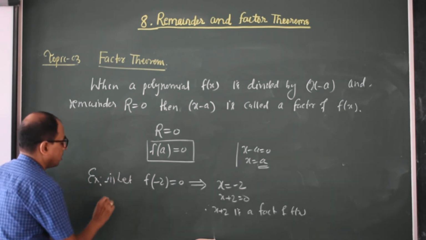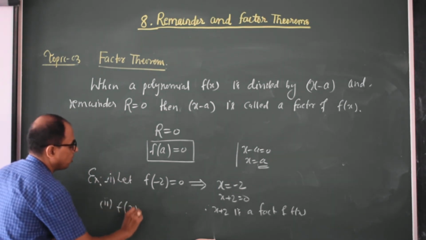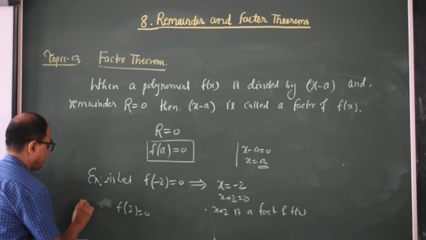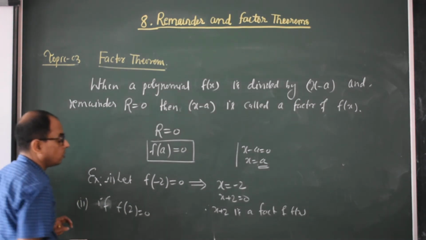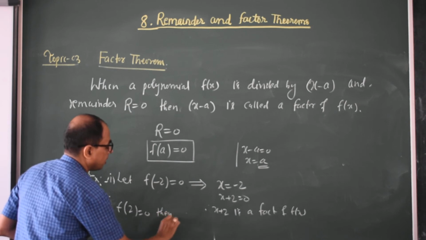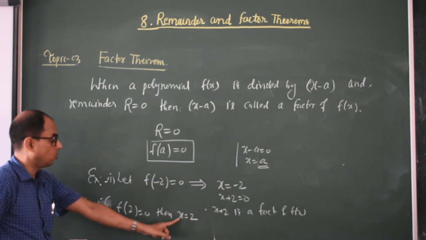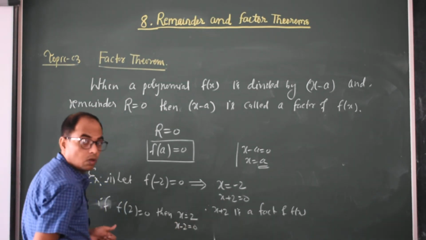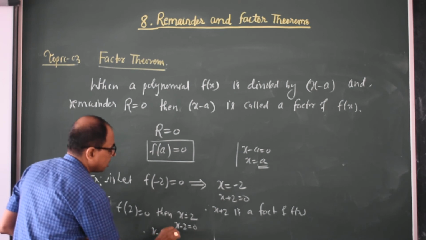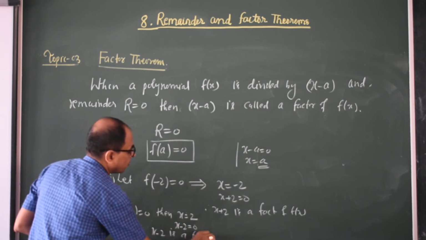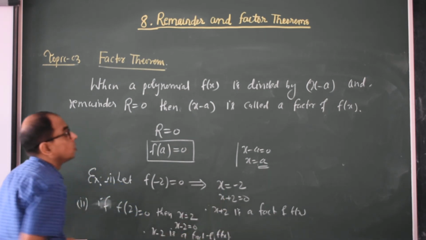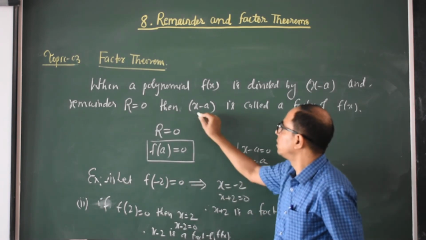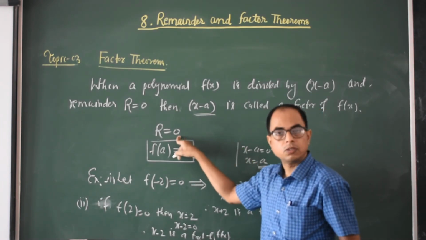Now similarly, suppose f of 2 equal to 0, clear? Then x equal to 2. By putting x equal to 2, the polynomial becomes 0. Now from here we can write x minus 2 equal to 0. So we can say that x minus 2 is a factor of polynomial f(x). So this is the meaning of factor 0. So what is the condition for any divisor to be a factor? Remainder must be 0.